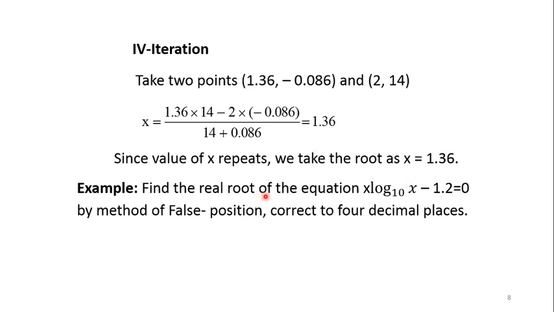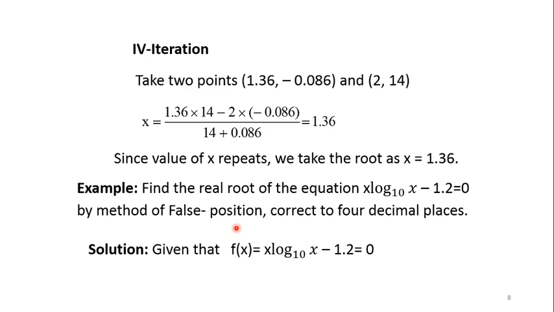So let me take another example of a transcendental equation. A transcendental equation means an equation which is not completely algebraic. That is, an equation which involves a sine function, that is a trigonometrical function, a logarithmic function, or an exponential function. We solve it by the false position method, correct to 4 decimal places. As long as you are not getting the same answer to 4 decimal places, you repeat this process.